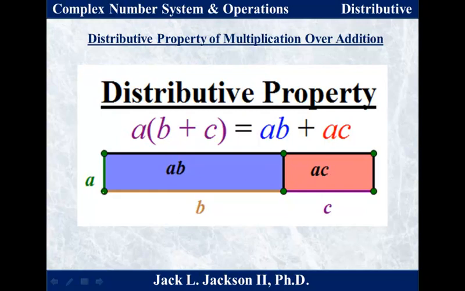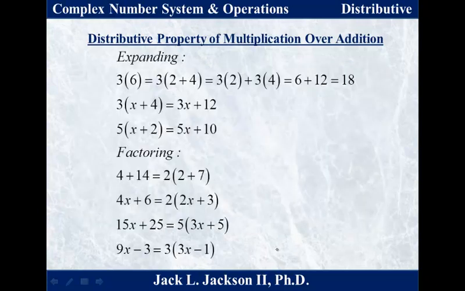But on the other hand, we can think of it as one rectangle. A tall, and then how wide is it? Well, it's B plus C wide. So A times (B plus C) equals A times B plus A times C. So we can think of it as two parts, that's on the right, or one big part, and that's on the left. So that's the distributive property.